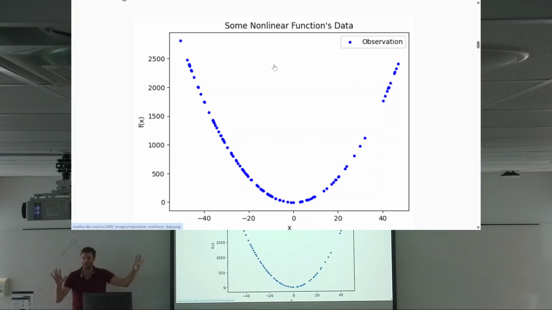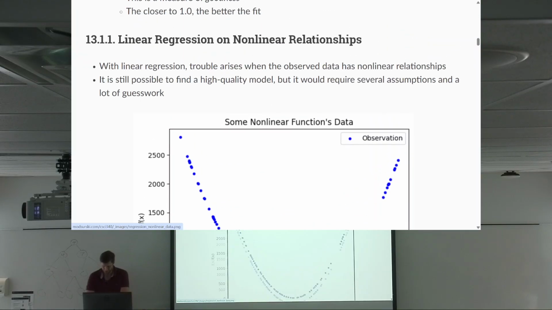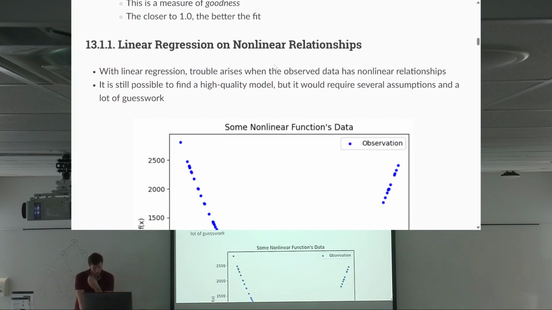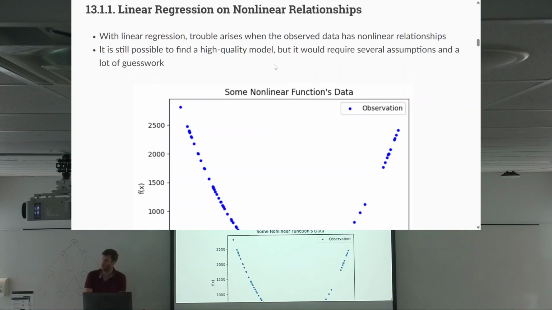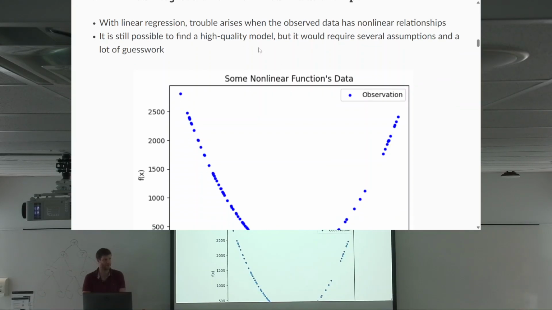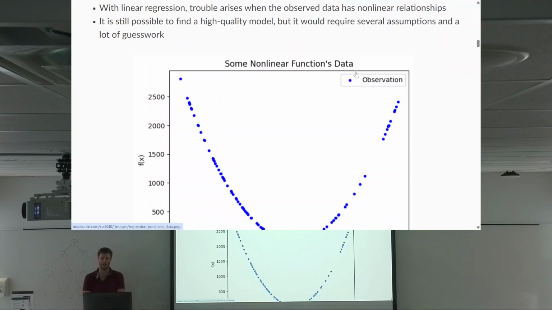Now, this is just for illustration purposes. This could look like anything, right? It could look like some crazy function. I don't know, but this is what it looks like. So, yeah, the trouble arises when we observe a nonlinear relationship. It's still possible to find high quality models, but it requires several assumptions and a lot of guesswork.